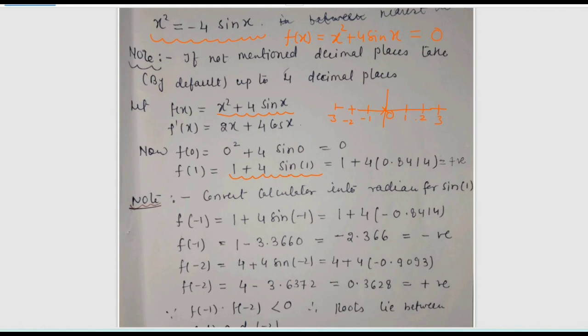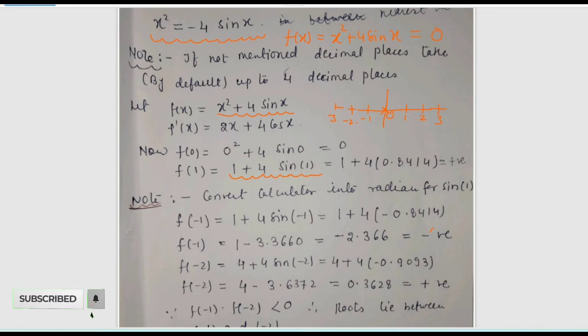Continue. I will put f of minus 1. For f of minus 1, you will get 1 plus 4 sine of minus 1. So you will get 1 plus 4 times minus 0.8414, that is, you will get a negative value. Okay. So negative value means your root is lying between 1 and minus 1, because here you are getting a positive value and here you are getting a negative value.